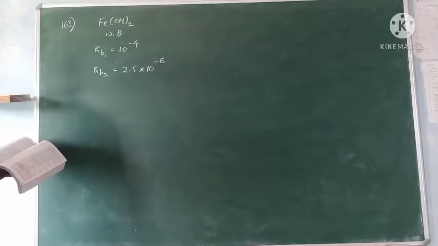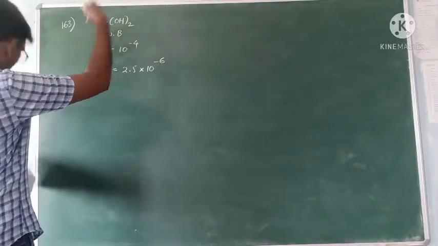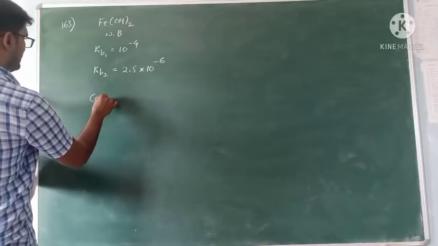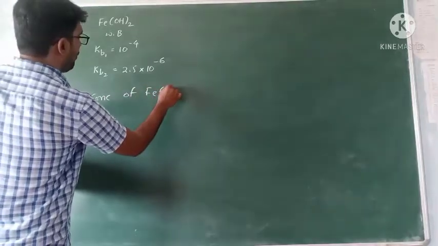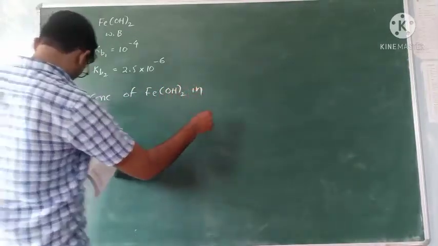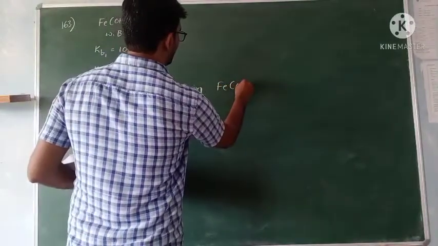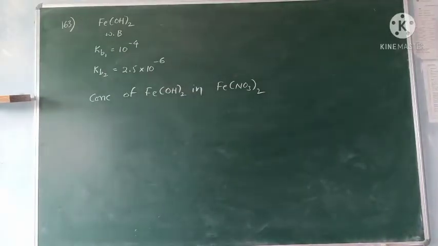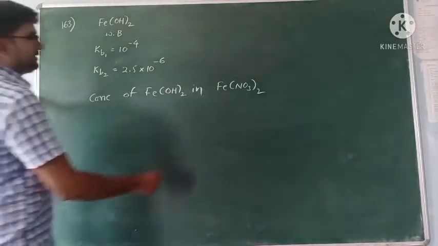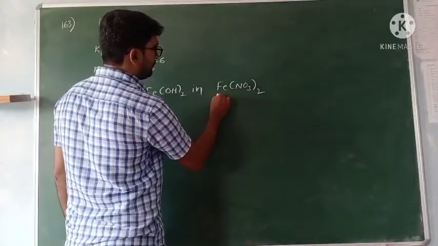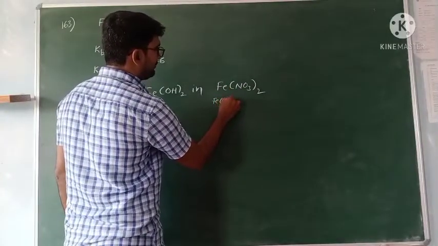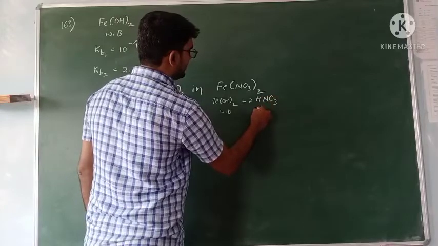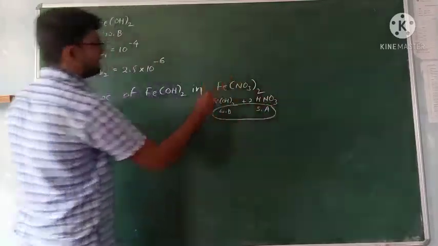What is the concentration of Fe(OH)2 in Fe(NO3)2? So what is Fe(NO3)2, sir? Fe(NO3)2 is a salt of Fe(OH)2, a weak base, and 2 moles of HNO3, which is a strong acid. It is a salt of strong acid and weak base.